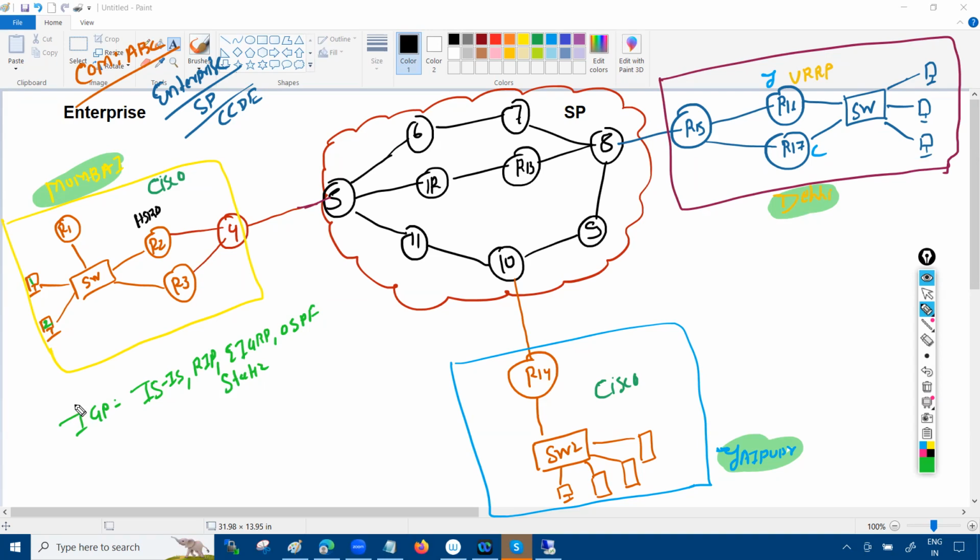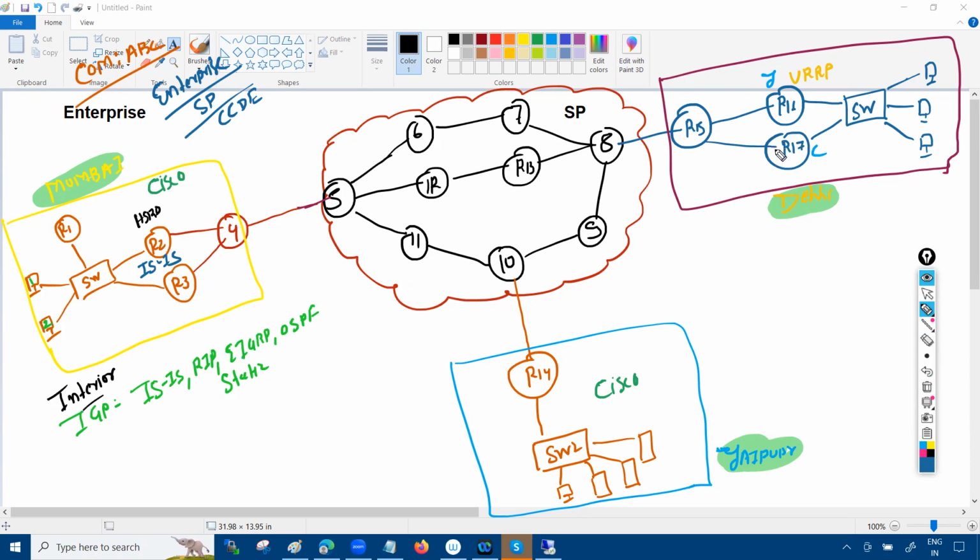So what is the meaning of IGP? It's saying that it's interior. Interior means within your own organization, right? Within your own location, I can run any of these protocols just to provide reachability between router 1, router 2, router 3, and router 4. So I'm assuming that I'm running the IS-IS protocol over here. Let me use a different color. I'm running the IS-IS protocol there just to provide reachability between router 1, router 2, router 3, and router 4.